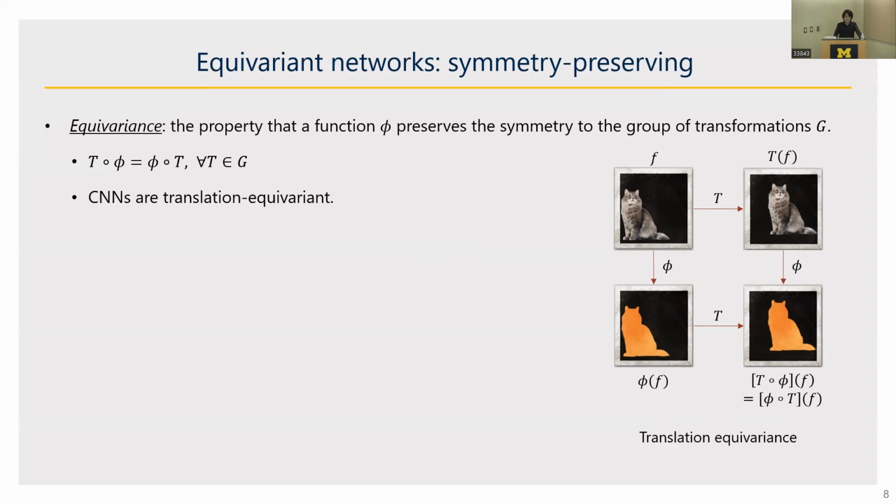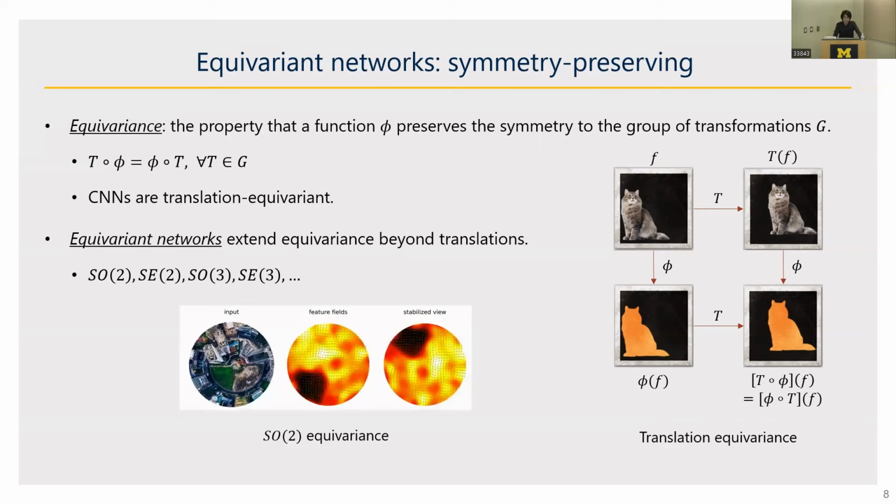And equivariant networks extend the equivariance beyond translations. For example, SO(2) and SO(3) are 2D and 3D rotations. SE(2) and SE(3) are the 2D and 3D rigid body transformations, including translations and rotations. Here is an example of SO(2) equivariance. We can see that when the aerial image is rotated in the image plane, the output feature map also rotates accordingly. And their content, the features, are actually the same if we stabilize the view.